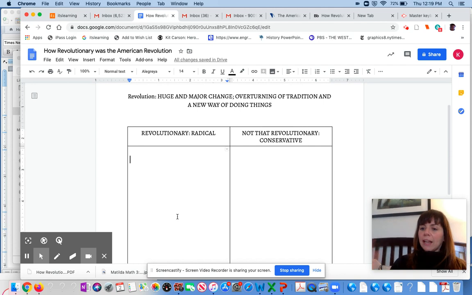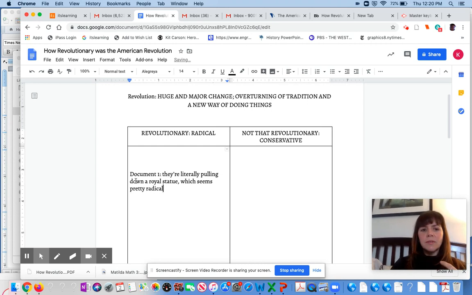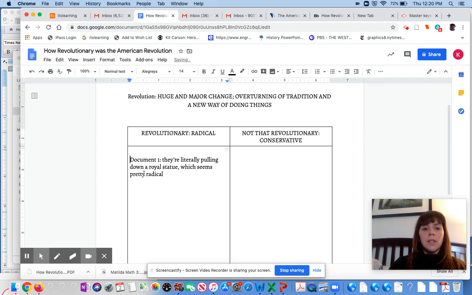Okay, so document, the first one, right? They're pulling down that royal statue. So you would say that that's really radical. You would write in here, document one, right? And you would say, they're literally pulling down a royal statue, which seems pretty radical, right? Like, that's not like, oh, I wonder. So that would go there. And you can underline it. You'll probably see that one.